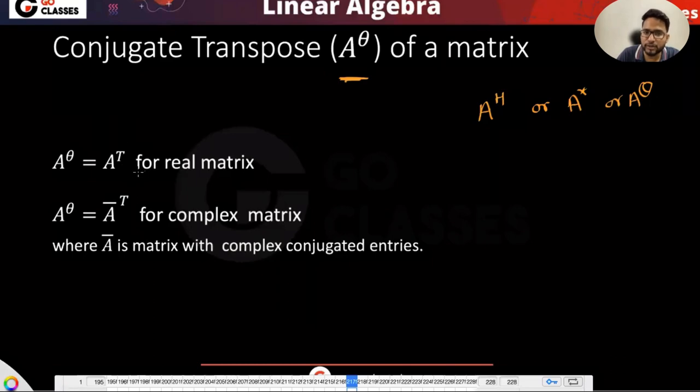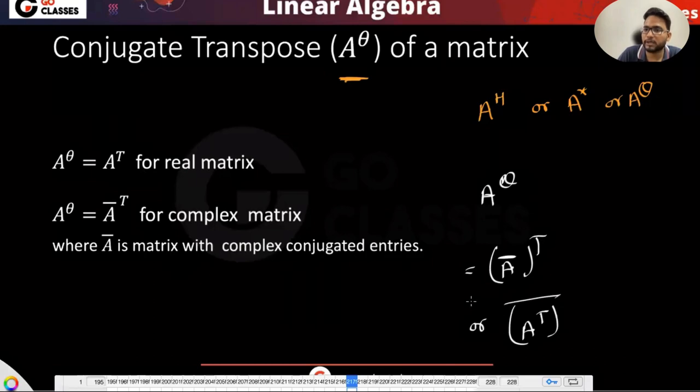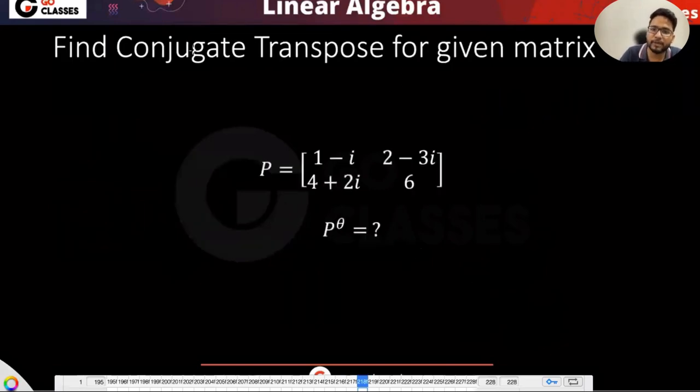You take the conjugate and you take the transpose, which means that for any matrix A, if you want to find A power theta, then you take the conjugate of that matrix and then you take the transpose, or maybe you take the transpose first and then the conjugate, it does not matter. It is called conjugate transpose, which means taking both the conjugate and the transpose. For example, if you want to find the P theta of this, you can take the conjugate and then transpose, or the transpose and then conjugate.